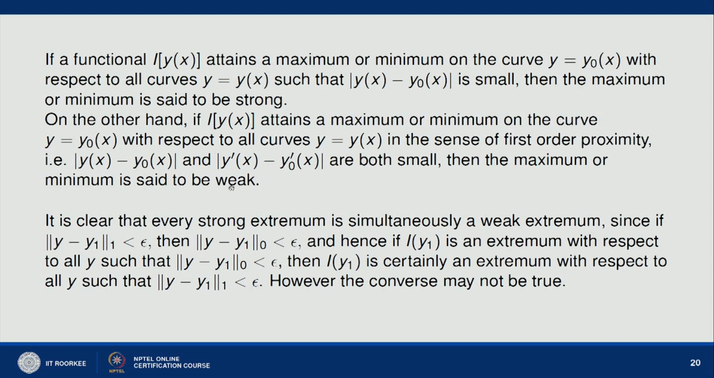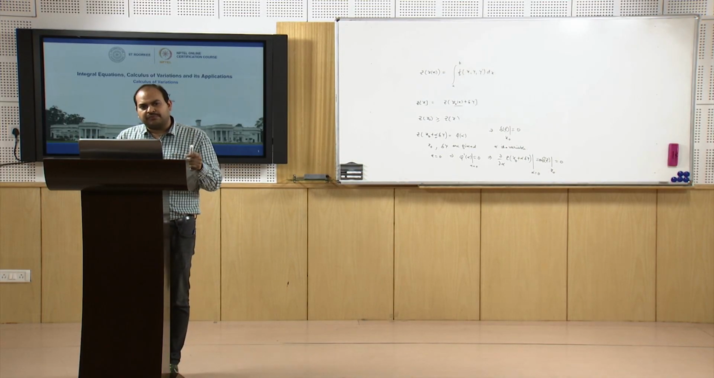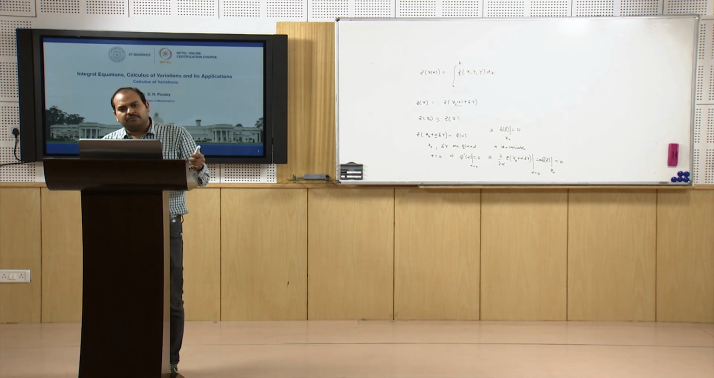So, if a maximum is attained in the sense of zero order proximity, we call it a strong maximum or minima. If the maximum or minima of a functional is attained with respect to first order proximity, then we call it a weak maximum or minima. And we can say that every strong extremum is simultaneously a weak extremum.